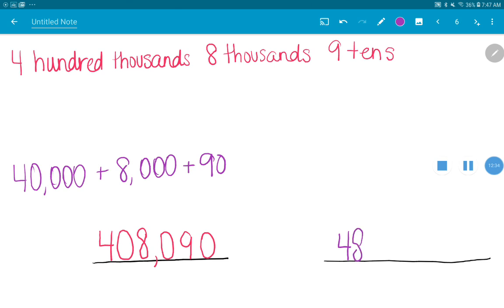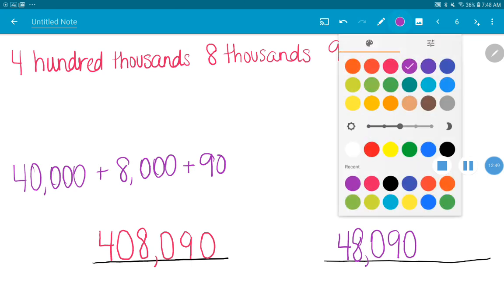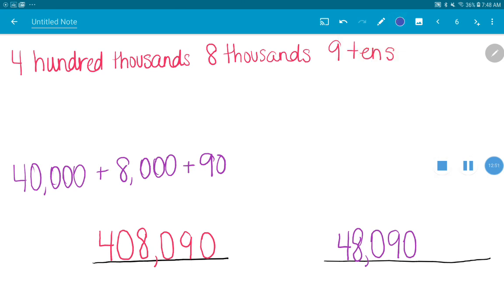This number in expanded form, my largest value is 4 10,000s or 40,000. Then I have 8 thousands, 0 hundreds, 9 tens, and 0 ones. So I'm comparing 408,090 to 48,090. Let me check my largest place value.